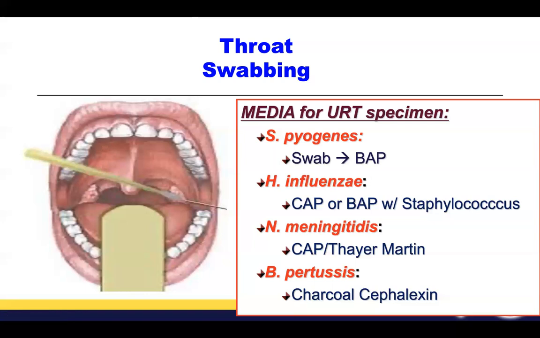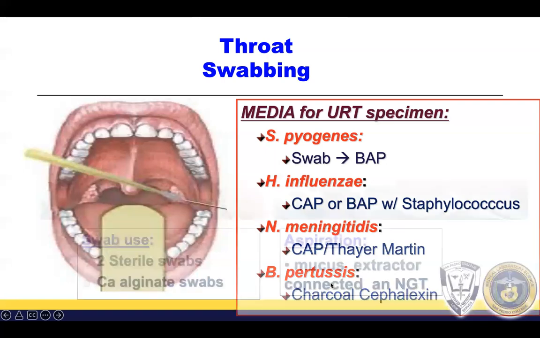For the culture media, we can use blood agar plate for isolation of Streptococcus pyogenes. We can use chocolate agar plate or blood agar plate, usually streaked with Staphylococcus, if you're going to isolate Haemophilus influenzae. And then we have chocolate agar plate and Thayer-Martin medium for Neisseria meningitidis. And we have the charcoal cephalexin medium for Bordetella pertussis.